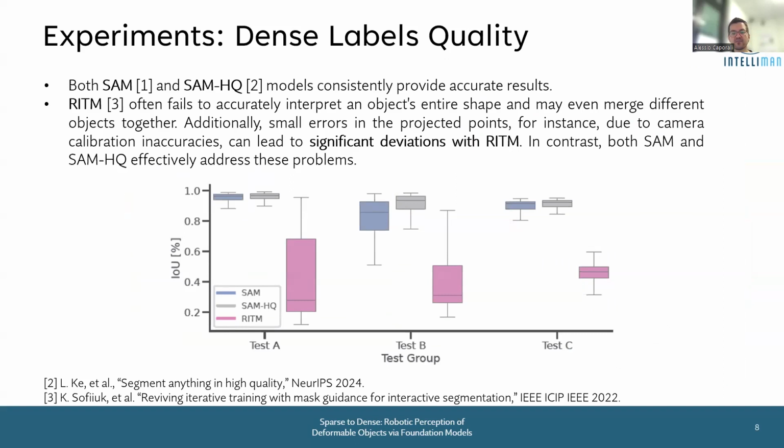First, the quality of the labels. The quality of the generated labels is tested employing different methods: SAM, SemiQuality, and RITM. Both SAM and SemiQuality models consistently provide accurate results. In contrast, RITM often fails to accurately interpret an object's shape and may even merge different objects together.